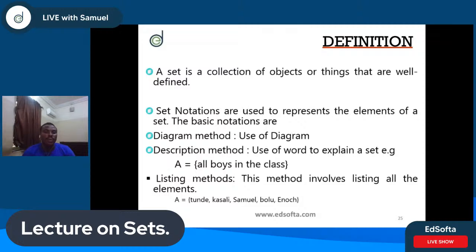So we're talking about the notation of the set and the three basic notations that we have. We talked about the diagram method, the description method, the listing method. We used the whiteboard to see some illustrations of what each of these sets looks like. So we'll be continuing with the slide and see where it takes us.